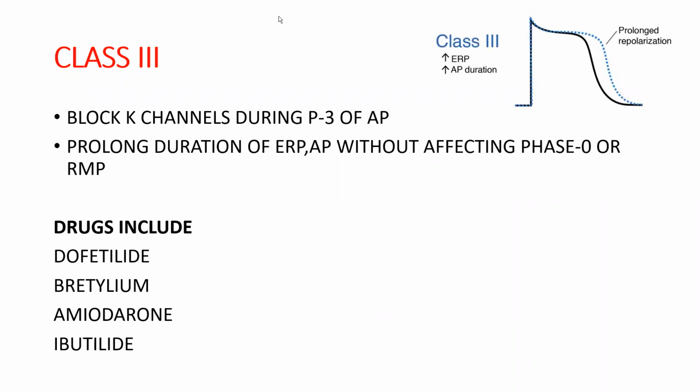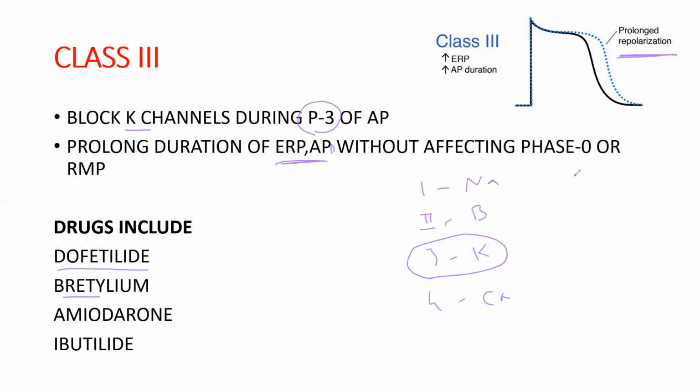And coming to class 3 drugs, what does it do? I told class 1, class 2, class 3, class 4. Block the sodium channels, block the beta, these are the beta blockers, these block the potassium channels, calcium channel blockers. So class 3 is potassium channel blockers. They block the potassium channels in phase 3, so what happens there? Prolonged repolarization. At the same time, it increases the duration of effective refractory period and action potential duration without affecting phase 0. These are the class 3 properties.